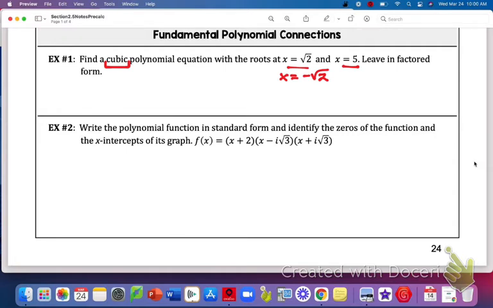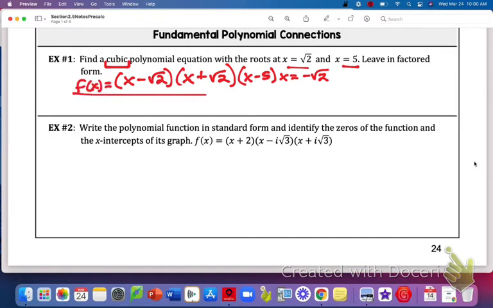So now let's turn those into linear factors. Positive square root of 2 would have a linear factor of x minus the square root of 2. Negative square root of 2 would have a linear factor of x plus the square root of 2, right? Because wouldn't a positive square root of 2 make that 0? And wouldn't a negative square root of 2 make that 0? Yes. So those are my 2 of the 3, and then my third one's going to come from that positive 5, which would be x minus 5. Okay, and it's saying leave it in factored form, so we can just stop there. If I needed to put it into standard form, then we would multiply it all out.